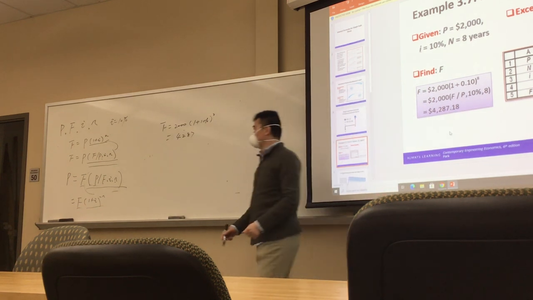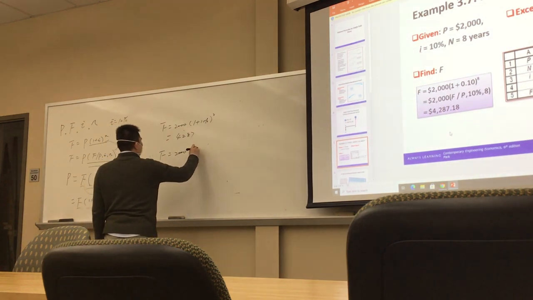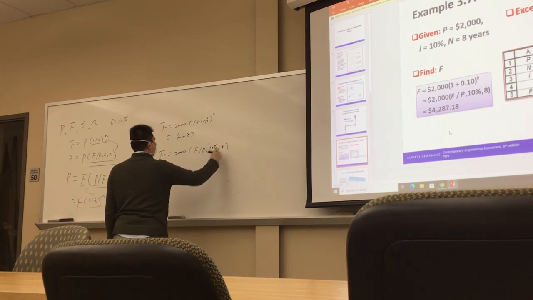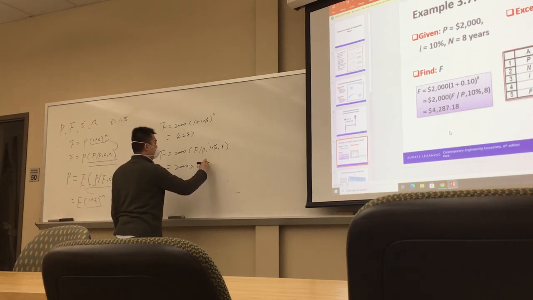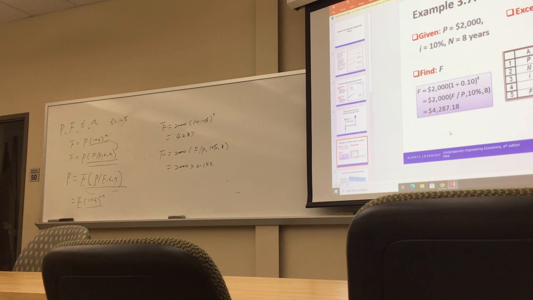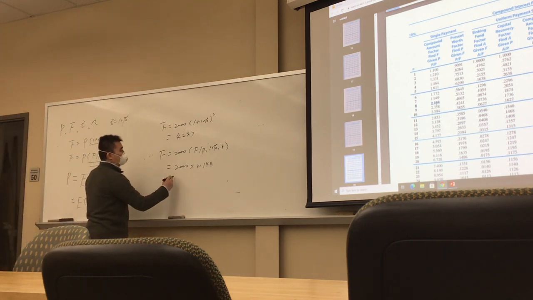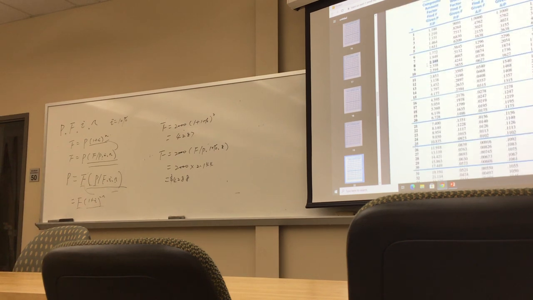If we use the table value, okay? F is equal to 2,000 times (F/P, 10%, 8). Actually, we just get 2,000 times 2.144. Right? 2.144 is from here. That is 4,288. Okay, so this is the use of this table.